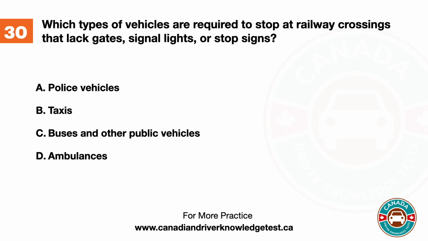Question 30. Which types of vehicles are required to stop at railway crossings that lack gates, signal lights, or stop signs? A. Police vehicles. B. Taxis. C. Buses and other public vehicles. D. Ambulances. The answer is C. Buses and other public vehicles.